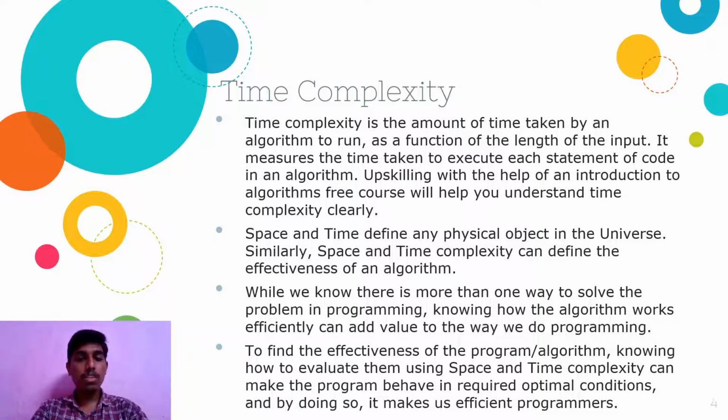Space and time define any physical object in the universe. Similarly, space and time complexity can define the effectiveness of an algorithm. While we know there is more than one way to solve a problem in programming, knowing how the algorithm works efficiently can add value to the way we do programming. To find the effectiveness of a program or algorithm, knowing how to evaluate them using space and time complexity can make the program behave in required optimal conditions, and by doing so it makes us efficient programmers.